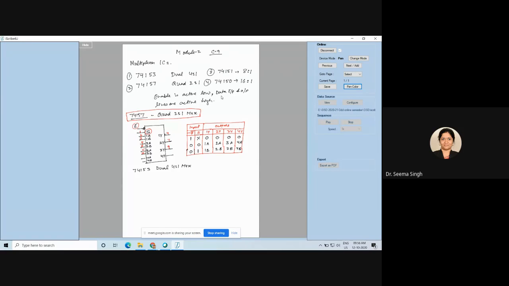Same way now 12 is your output, and pin number 13 and pin number 14 are your input, and your active low enable is pin number 15. So you can see that it is a 16 pin IC. One doubt, ma'am. Pin number 8 and pin number 16 are not shown here because pin number 8 and 16 are going for VCC and ground.